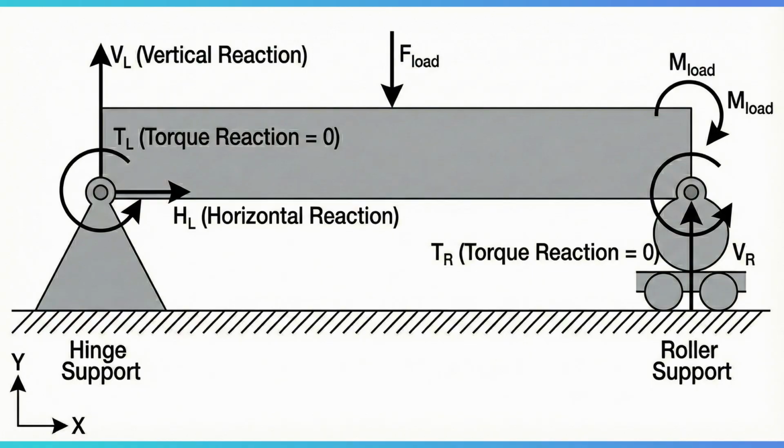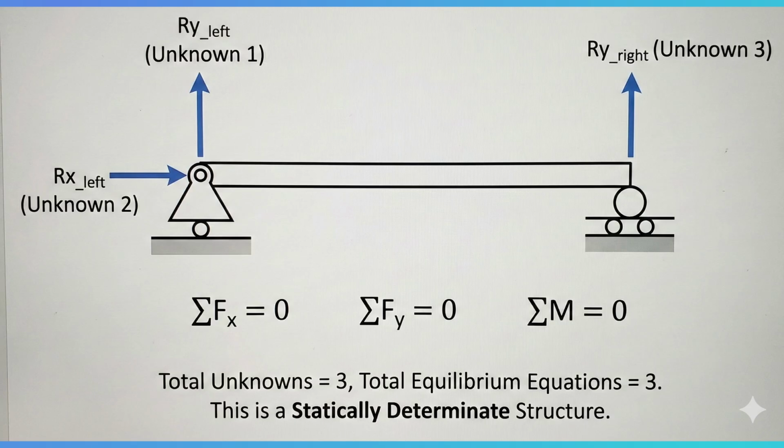Let's count our unknown forces. This hinge support can stop the beam from moving left, right, and up, down. That's two unknowns. This roller support can only stop it from moving up/down. It's free to move sideways. That's one unknown. So, total unknowns are 2 plus 1 is equal to 3 unknowns.